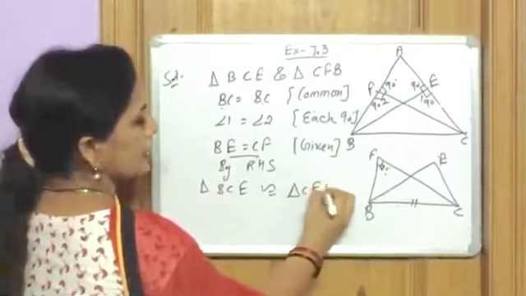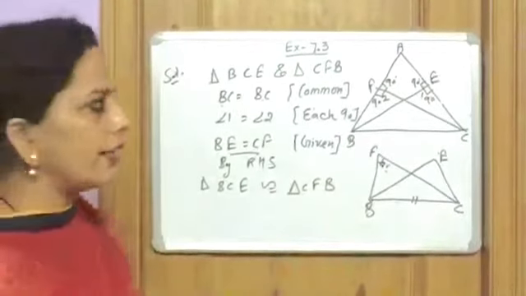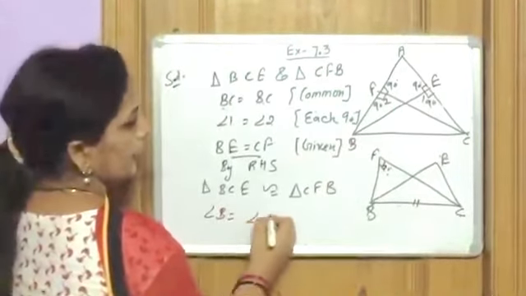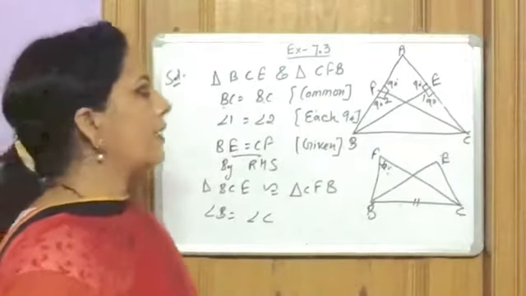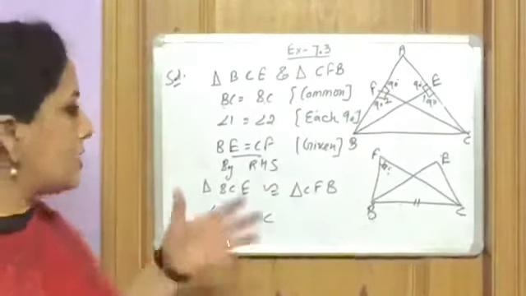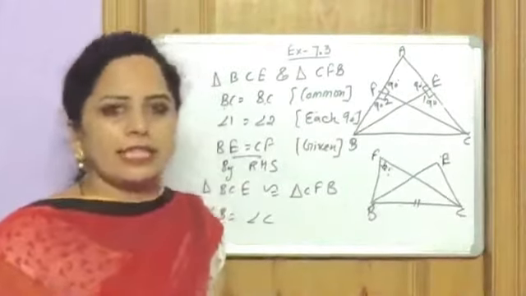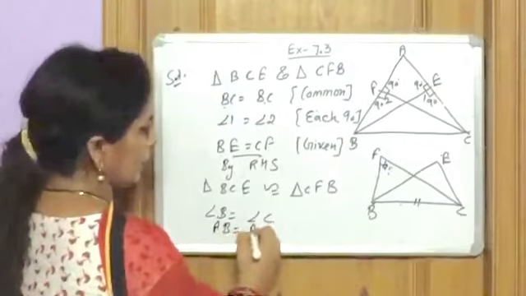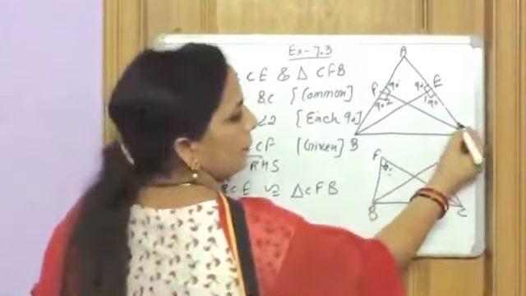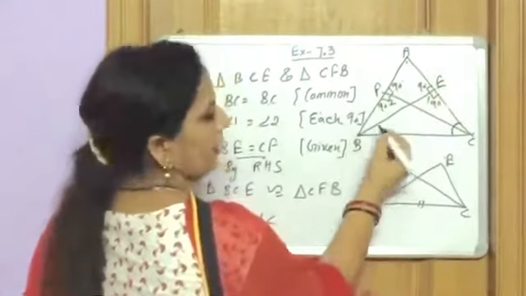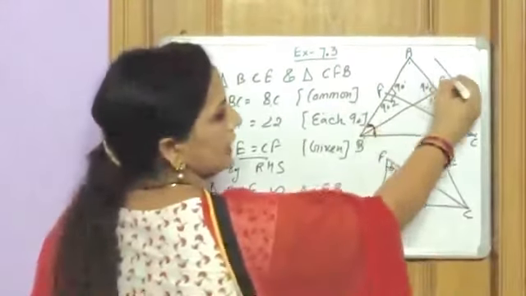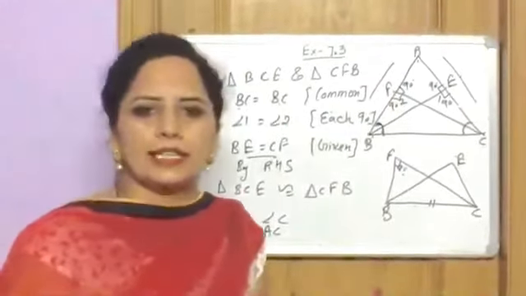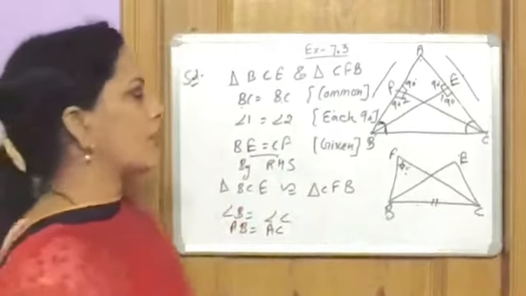If these two triangles are congruent, then their remaining parts are equal. So we can say that angle B is equal to angle C. As we know, if two angles are equal, then their opposite sides are also equal. So AB is equal to AC, because the opposite side of angle C is AB and the opposite side of angle B is AC, so these two sides are equal. If these two sides are equal, then ABC is an isosceles triangle.